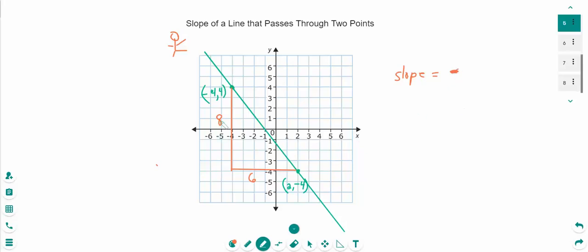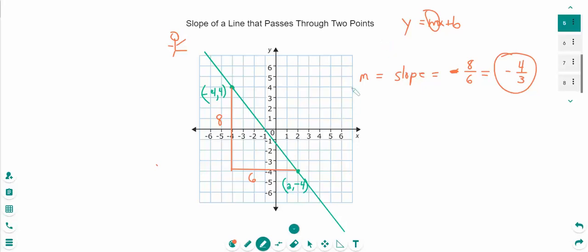And then the rise over the run. So the rise is 8. The run is 6. This can be reduced to a negative 4/3. So this is our slope. We might also call it the m, right? Because remember our formula, y equals mx plus b for a line. The m is the slope. Okay? So that's how we've been finding slope up to this point.